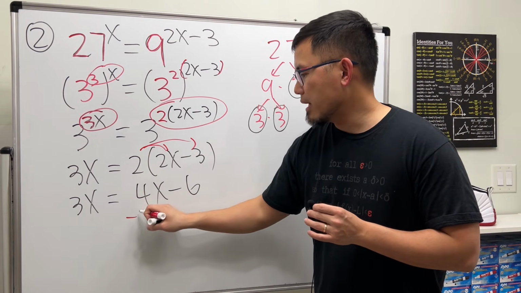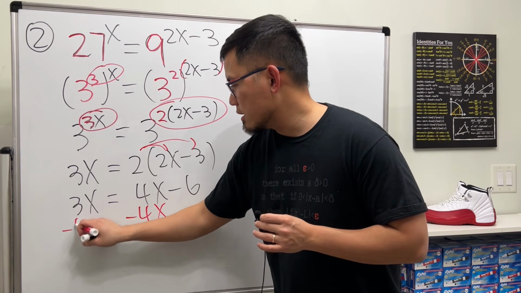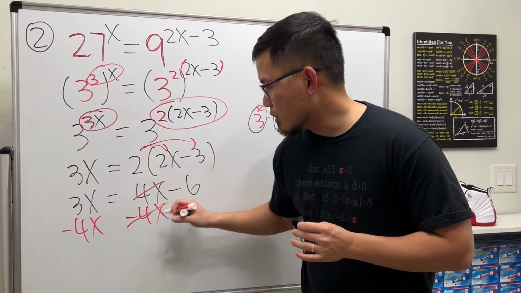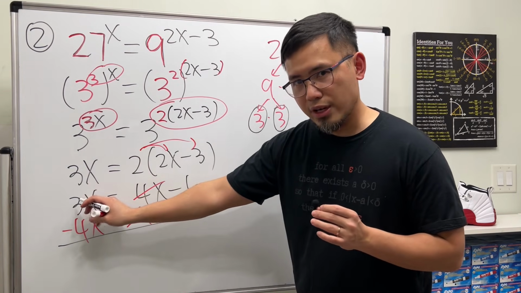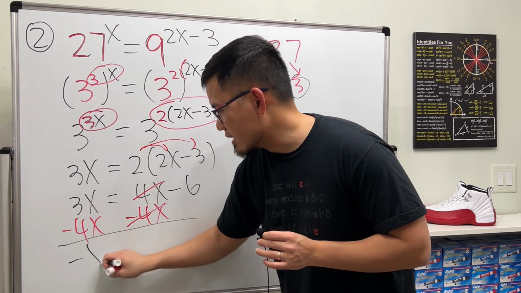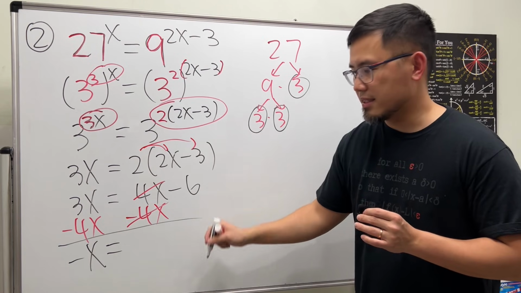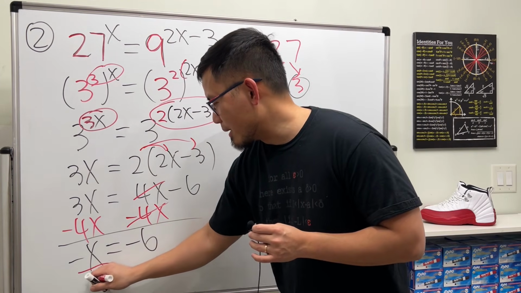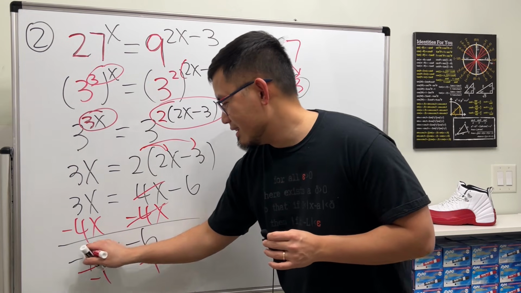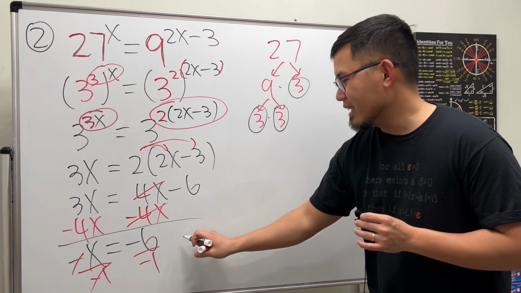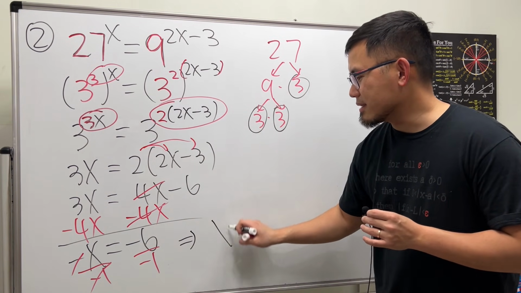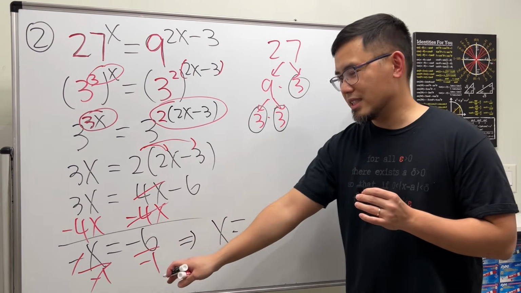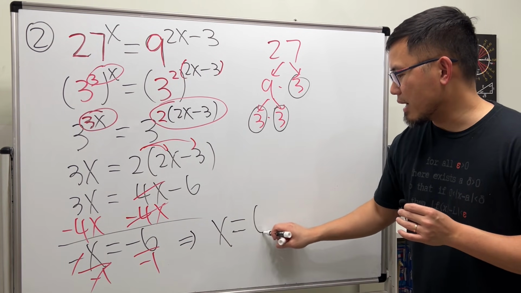Then, let's subtract 4x on both sides, so that this and that cancel. And then we get 3x minus 4x is negative x equals negative 6. So finally, after we divide both sides by negative 1, this becomes positive x. And that's exactly what we want, right? x equals negative 6 divided by negative 1. We get positive 6.